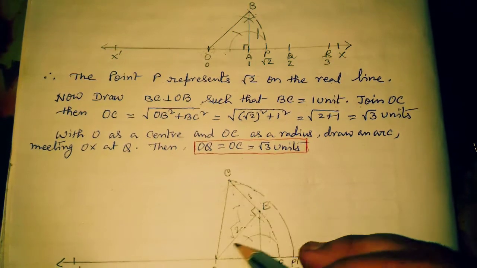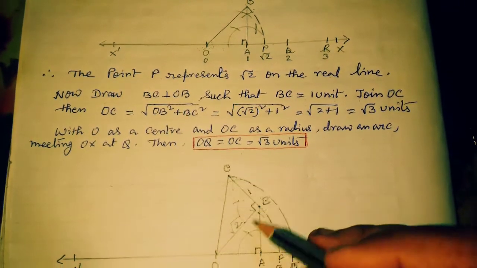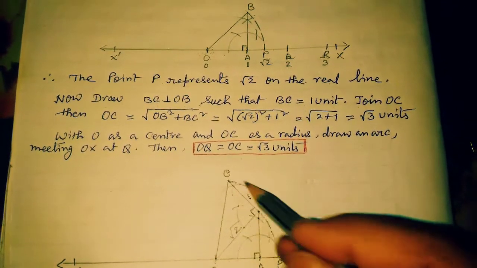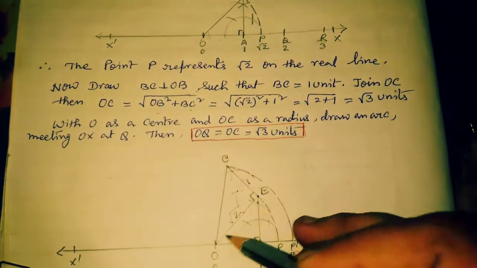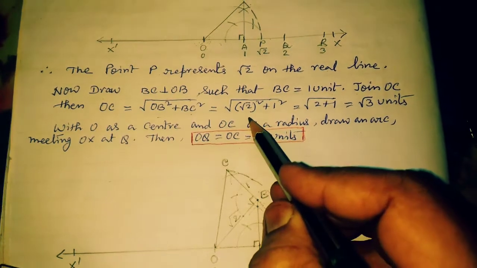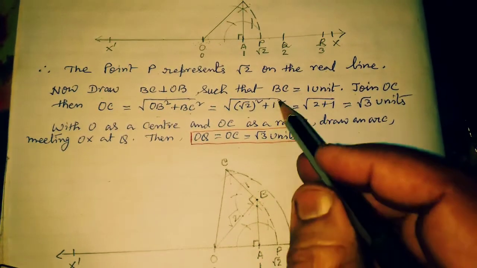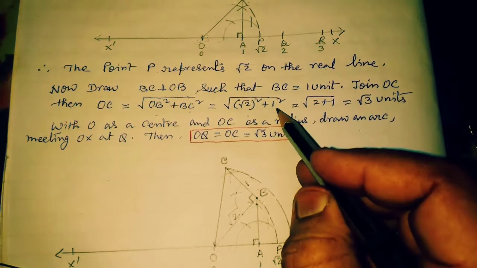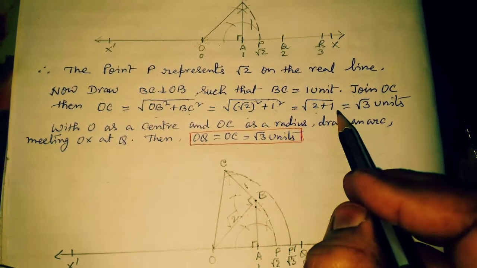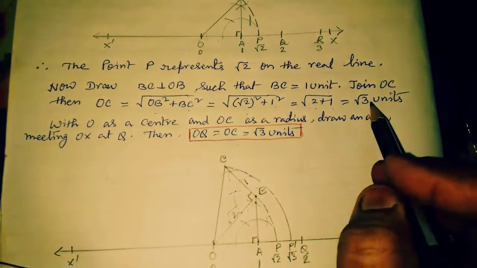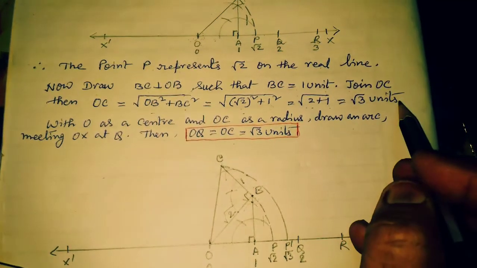So in this triangle OBC, OC is equal to what? Under root OB square plus BC square. That is the Pythagoras theorem. So what is OB here? OB is root 2, so root 2's whole square, and the value of BC is 1, so 1 square. Clear? Root 2's whole square is 2, and 1 whole square is 1. So 2 plus 1 is 3. That is under root 3 units.